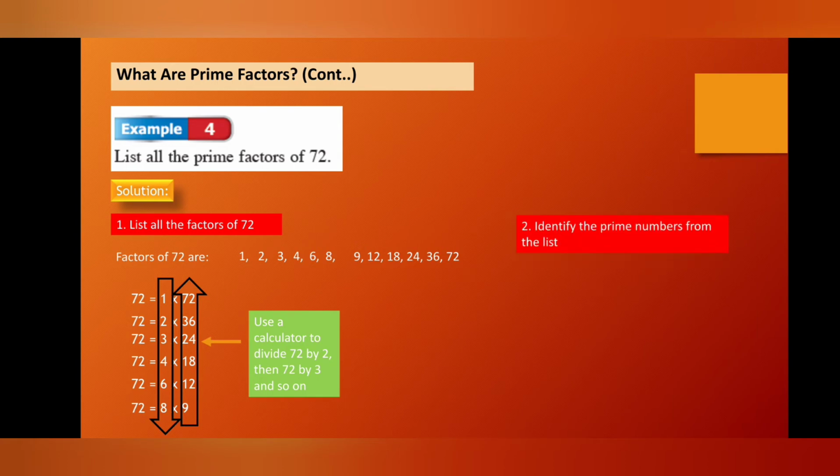Second step is to identify the prime numbers from the list. From this list, you need to identify the prime numbers. Okay. Prime numbers are 2 and 3.